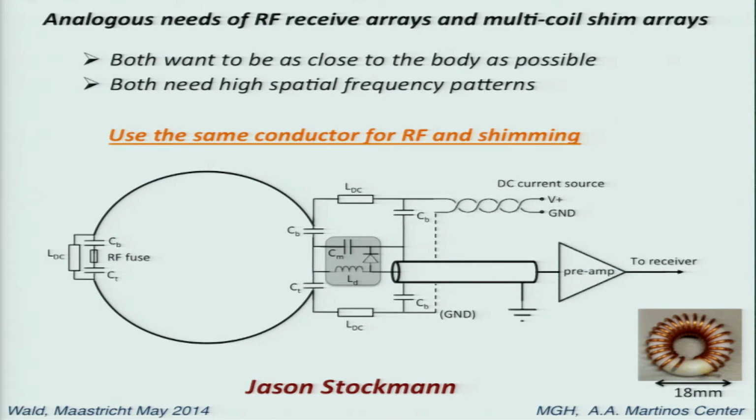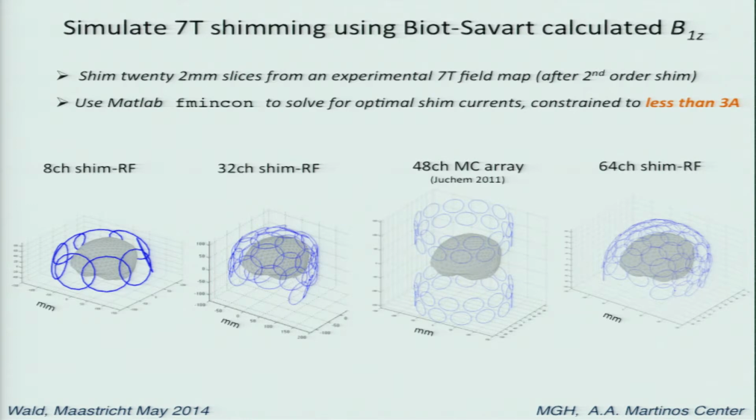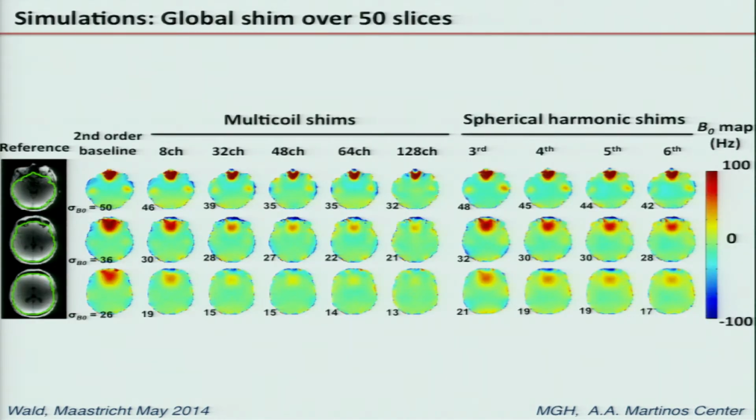But no, it turns out that by getting rid of the cylinder and putting them on the head, we improve the efficiency enough that we can get by with just a couple amps of current in each loop, which is really benign. So here's some models Jason Stockman did of various loop arrays, including the Yale one. And here's how they perform just in simulation.